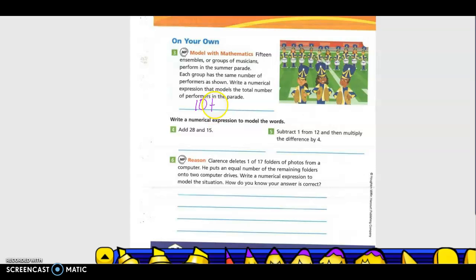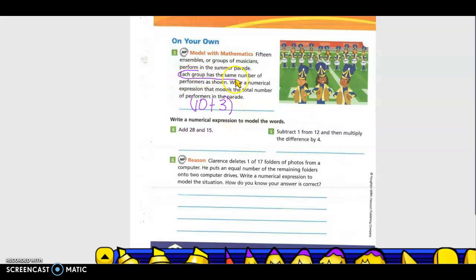Add, and then how many more? 3, which equals 13. So 13 what? Okay, hold on. That equals 13. But what did they say? How many ensembles were there? So that's for one group. How many ensembles were there?